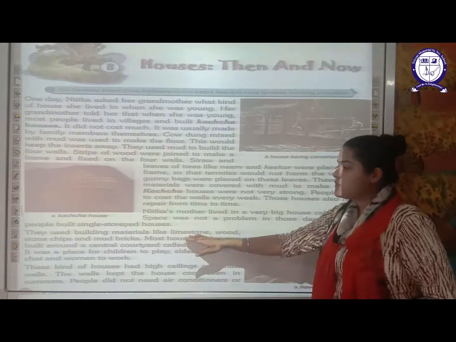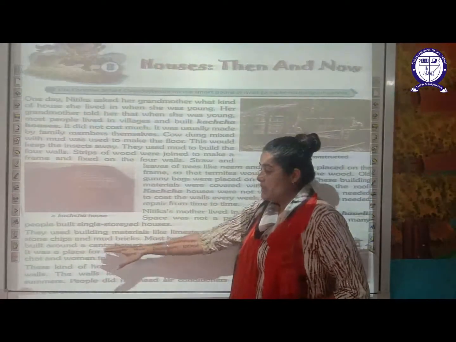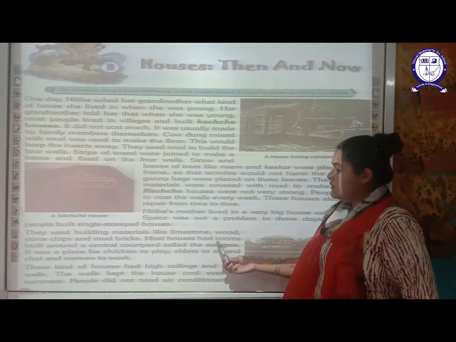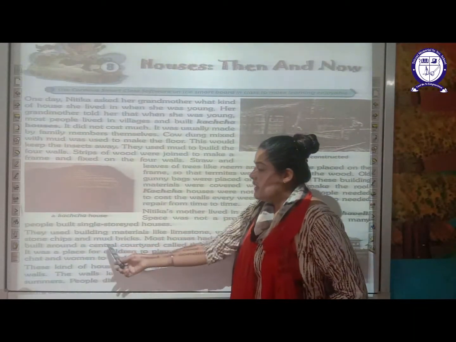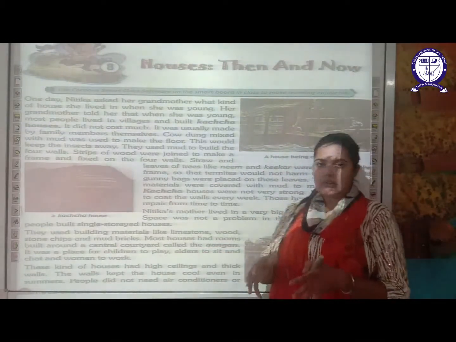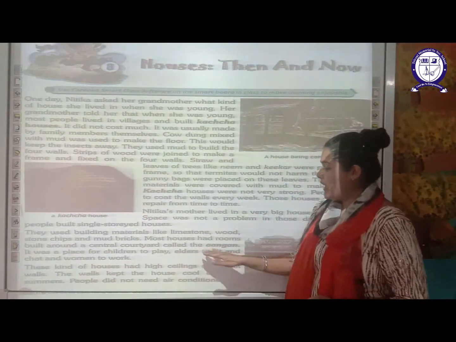They are using limestone, wood, then stone chips and mud bricks. Most houses had rooms which are built around a central courtyard. There was a central courtyard which was also known as your angan.